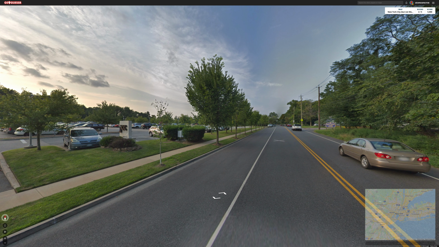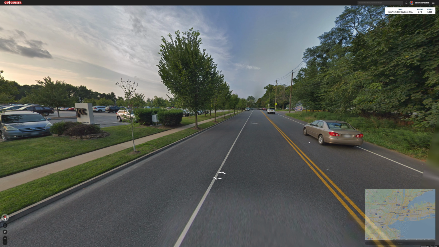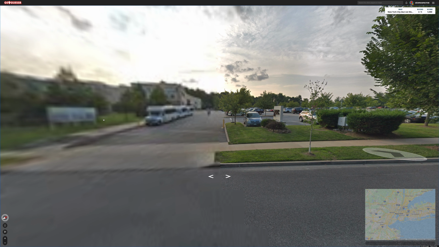Okay, so we're by the JCC, and the address here is 1466 Manor Road. 1466 Manor Road, JCC. Well, we'll see if that comes in handy. I don't know Manor Road exactly, but that's why we're learning.